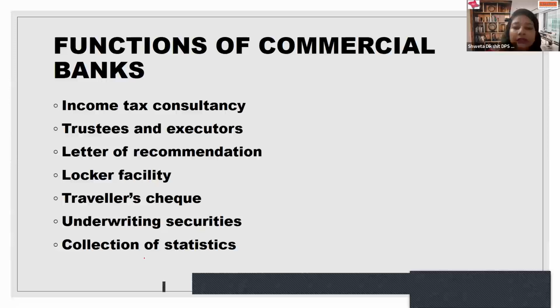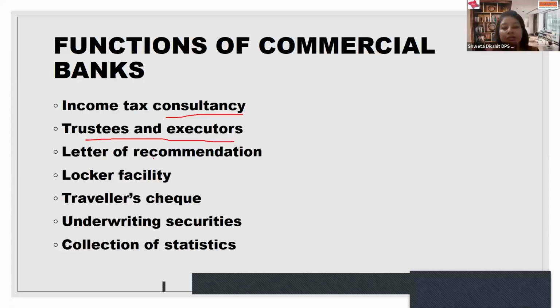Now, the other functions, the secondary functions: they help you with income tax. They work as consultants. They are also trustees and executors. There are many trusts and many institutions that work for welfare. Sometimes it happens that there's a child whom the parent wants to be secured. When these kinds of funds are deposited, the bank works as a trustee to that particular person who is entitled, or to the institution or organization for which the fund is being collected.